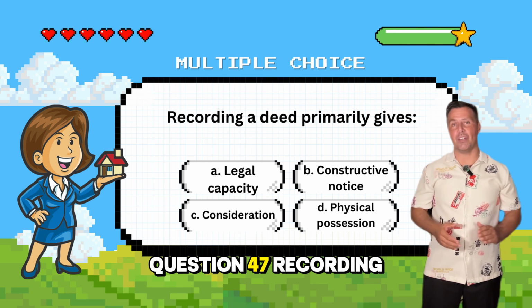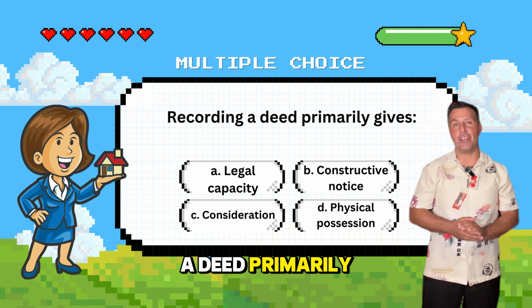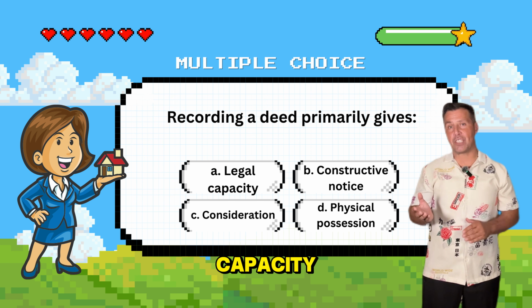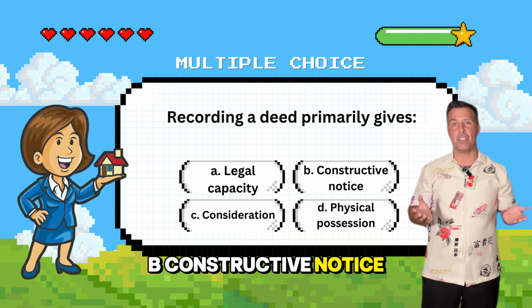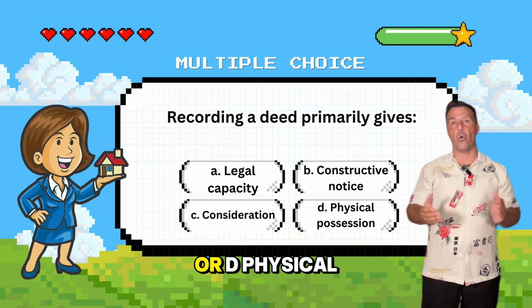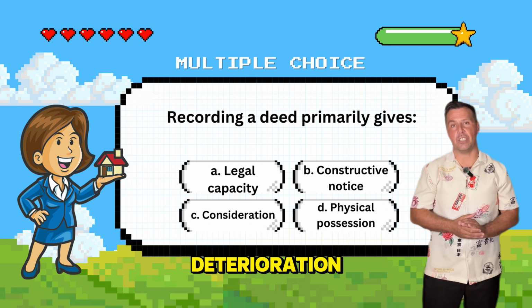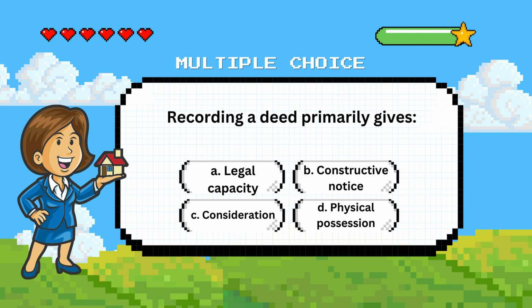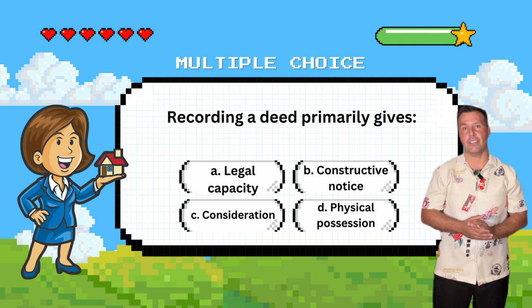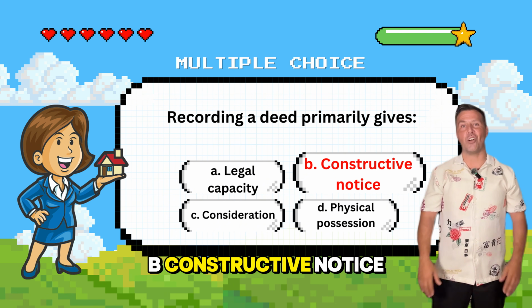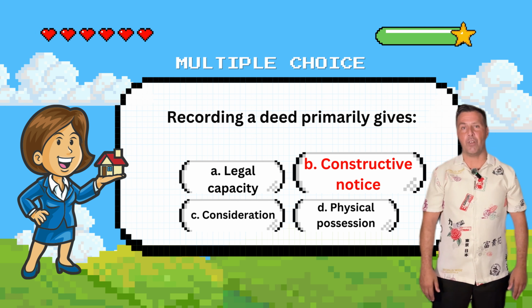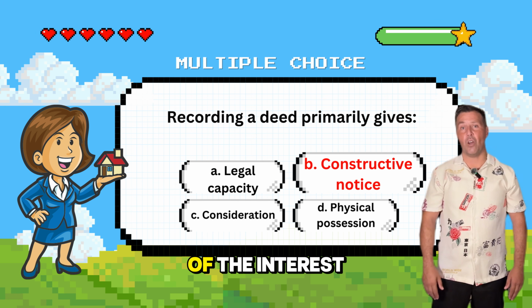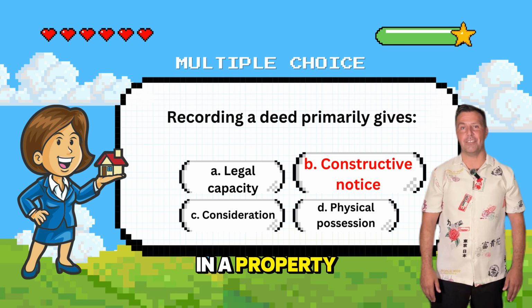Question 47. Recording a deed primarily gives A, legal capacity, B, constructive notice, C, consideration, or D, physical deterioration? The answer is B, constructive notice. Recording puts the public on notice of the interest in the property.